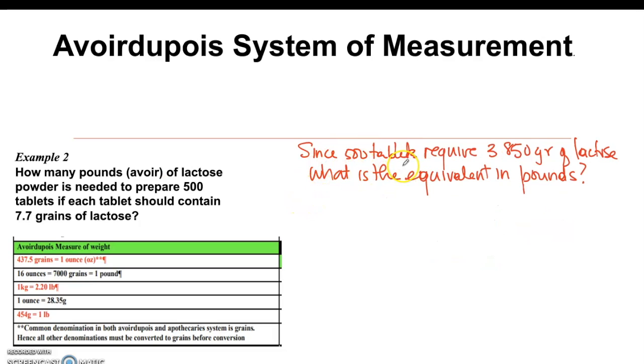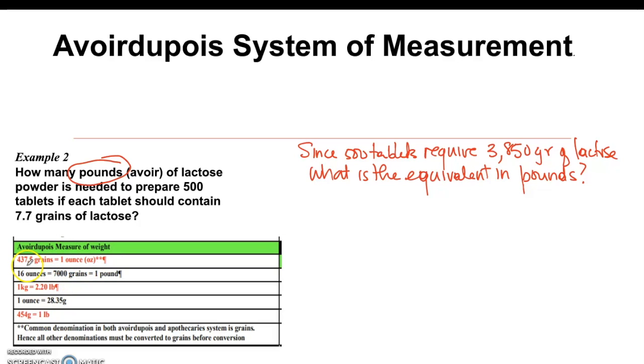Since 500 tablets will require 3,850 grains of lactose, the question is asking what is that equivalent to in pounds? So you have 3,850 grains of lactose that is required. What is that in pounds? So you have to look at the conversion. Let's look at the table here. We have a lot of conversions, but we have to choose one that is relevant to what the question is asking for.